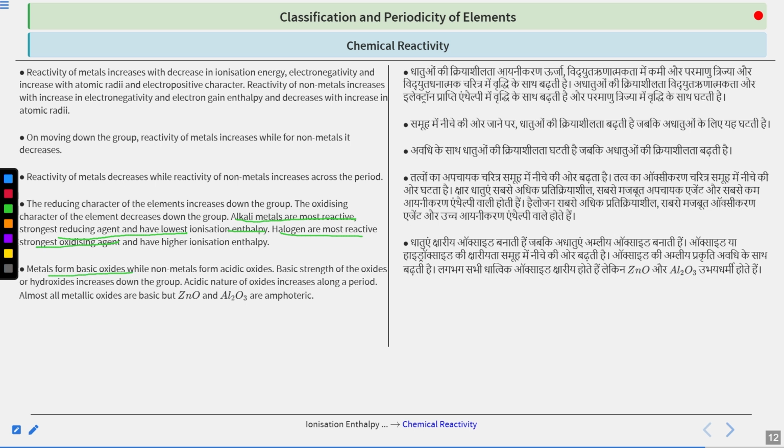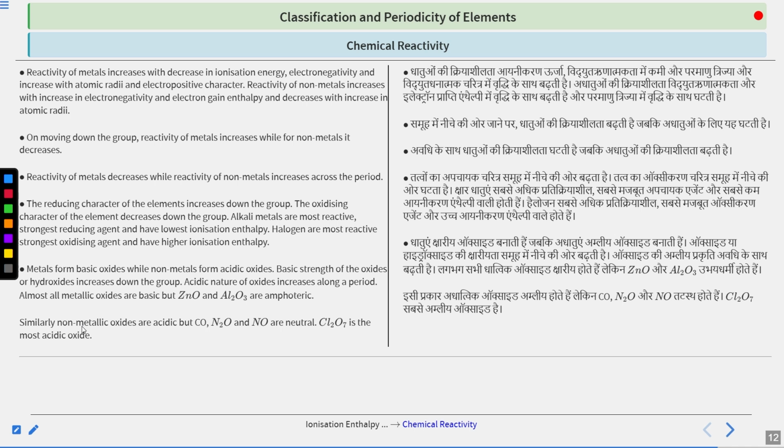Now metals form basic oxides, while non-metals form acidic oxides. The basic strength of oxides or hydroxides increases down the group, while the acidic nature of the oxides increases along a period. Almost all metallic oxides are basic, except ZnO and Al2O3, which are amphoteric. Amphoteric means they can act both as an acid and as a base. Now if you talk about non-metals, then CO, N2O and NO are neutral.